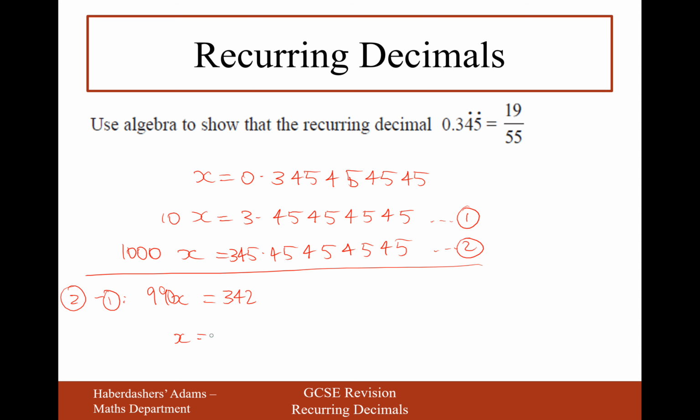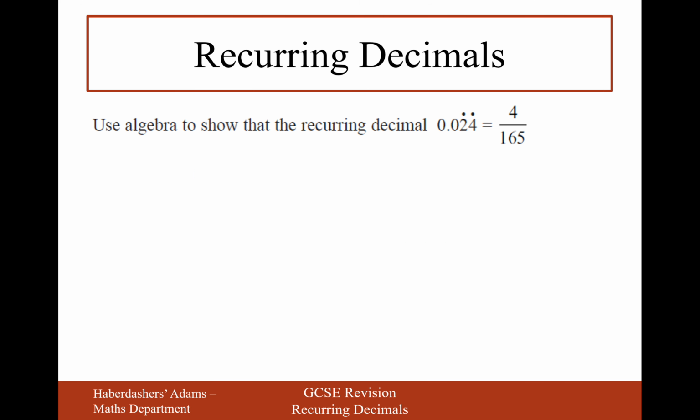Divide by the 990, and then divide top and bottom by something to give you 19 over 55. And I'm sure that when you simplify the left-hand fraction, you get the right-hand fraction.